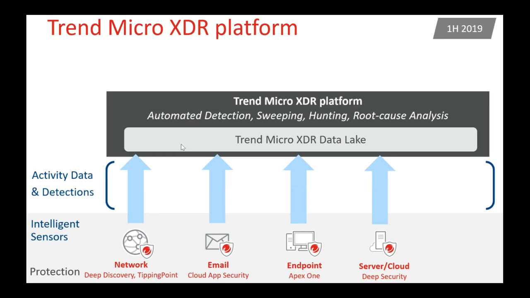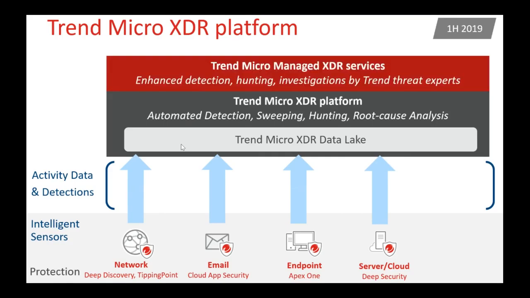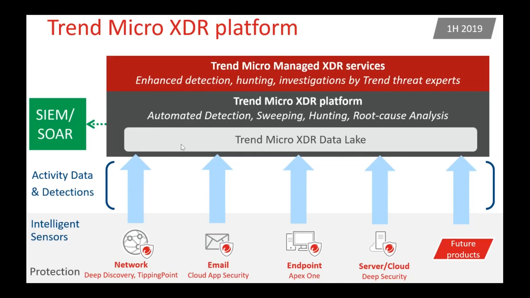So how does the Trend Micro XDR platform work? The XDR platform includes, as we discussed earlier, automated detection, sweeping, hunting, and RCA. In the Trend Micro XDR data lake, as I said, the metadata and all the telemetry data will be collected and retained, and the automatic sweeping and everything will happen there. The managed XDR solution can get access to this XDR data lake, which contains telemetry and metadata from all the categories of product: network, email, endpoint, server, and workload.